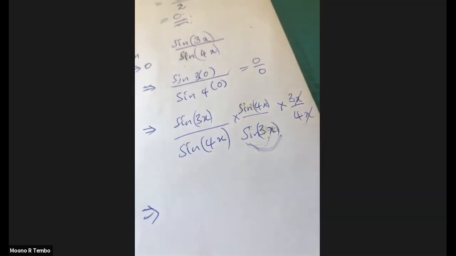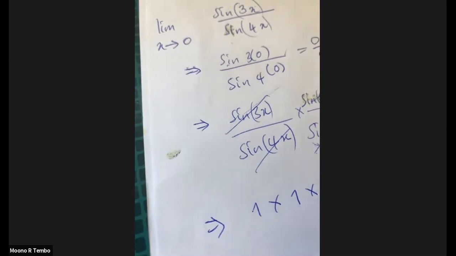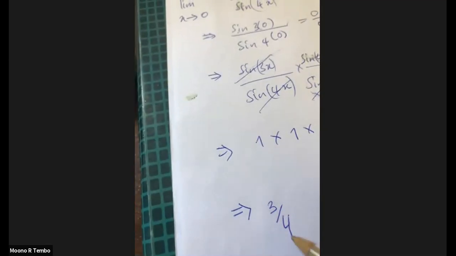So from there, what are you going to do? The first thing is sine there, sine. These things are the same, they'll cancel. What are you left with there? Then the x and the x are also going to cancel. What we're going to be left with there is 1 times 3 over 4, like that, and then from there the answer is actually going to become 3 over 4, which is your answer for this limit that you have been given.